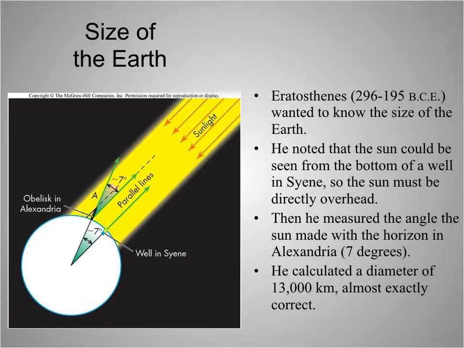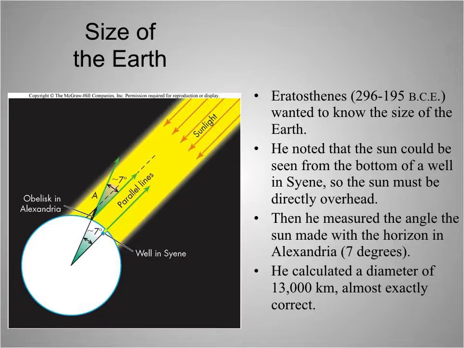So, if that's the fraction, I can figure out how many miles or how many kilometers or whatever unit they were using back then it is for 1 degree, and then just multiply that by 360 degrees. And bam, I've got the circumference of the Earth. And so based upon that, he estimated that its diameter was actually 13,000 kilometers, which is just about right.